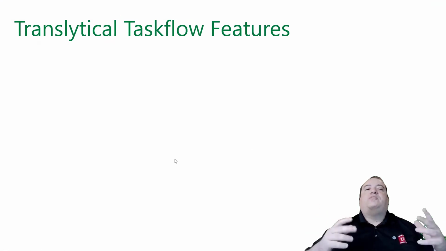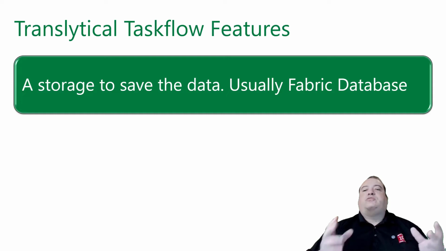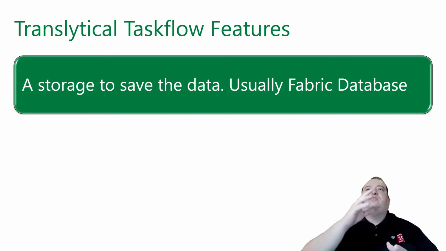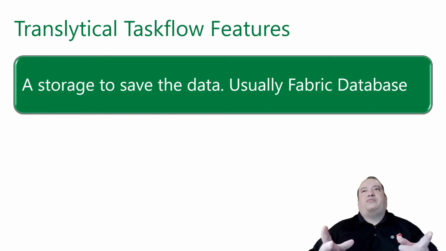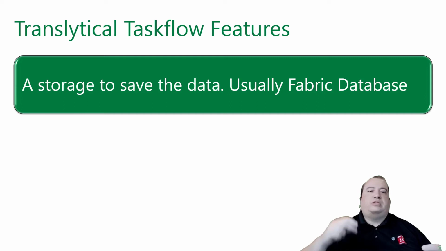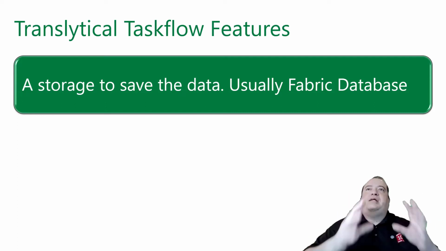Let's talk about the features that bring us to the Translytical Task Flow. First, we need a storage to store the information that we'll be saving, and the Fabric database is great for that. Of course, we can store this information in a warehouse or in a lakehouse if we would like, but the Fabric database is the best one for that, because it's made to be used as a production area.